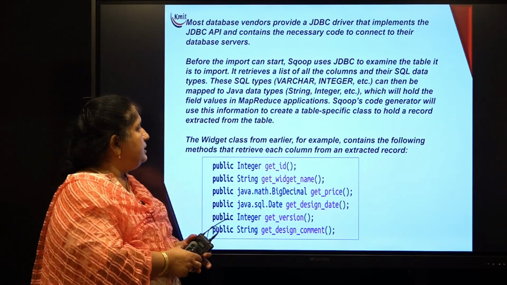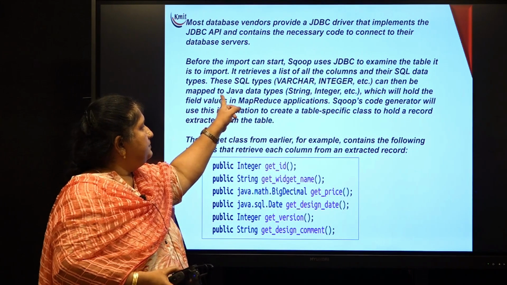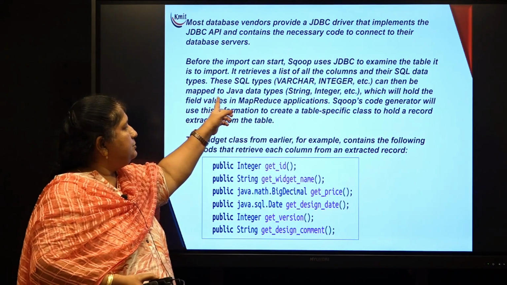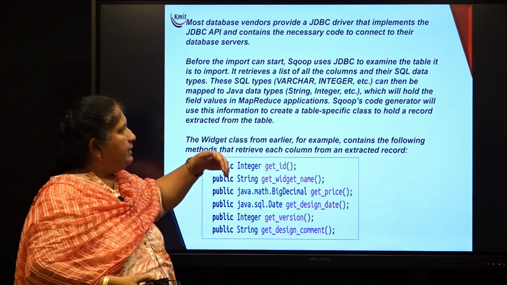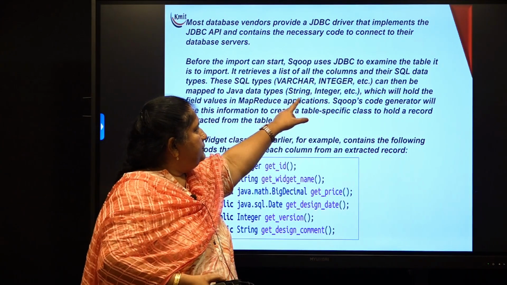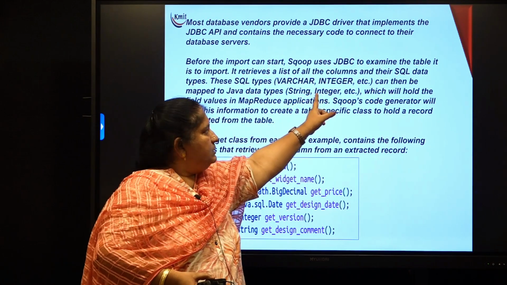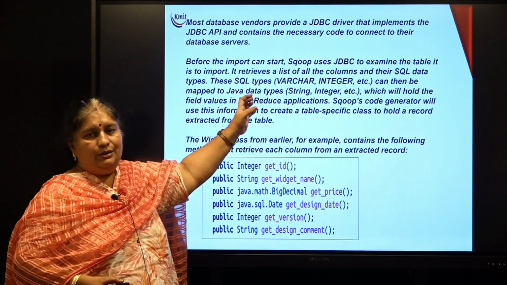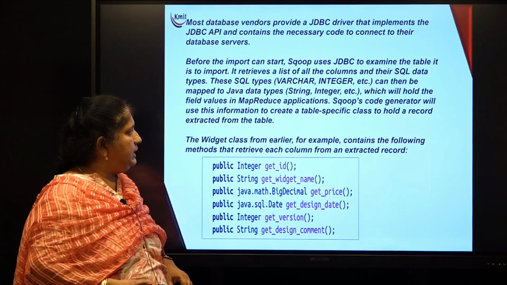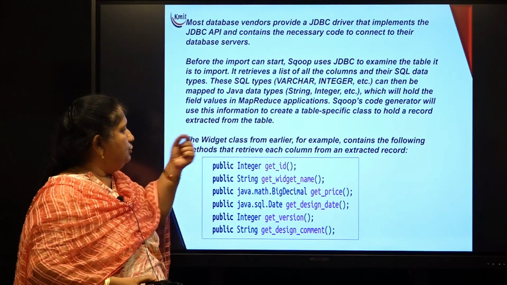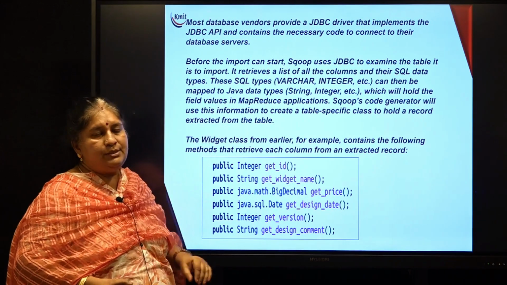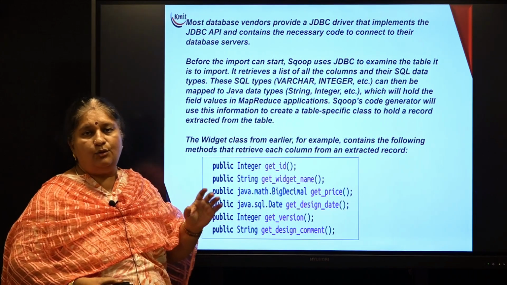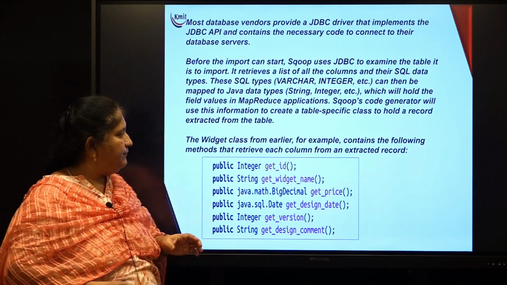So just go through this. After observing the SQL data types, they can be mapped to Java data types. For example, varchar is mapped to string, integer in Oracle is mapped to integer, and so on, which will hold the field values when you are working with a MapReduce application. Scoop's code generator will use this information to define the respective classes in order to hold the information from the text files.